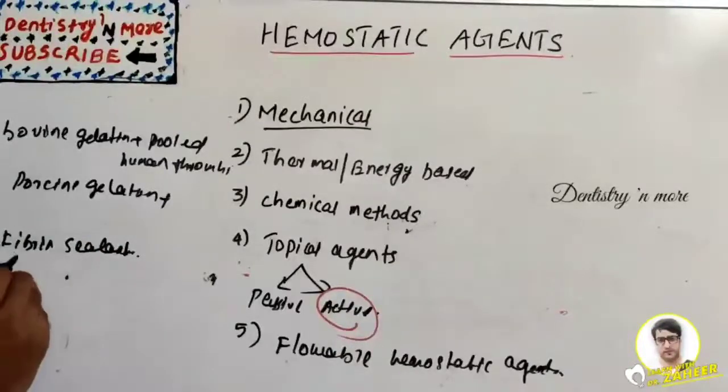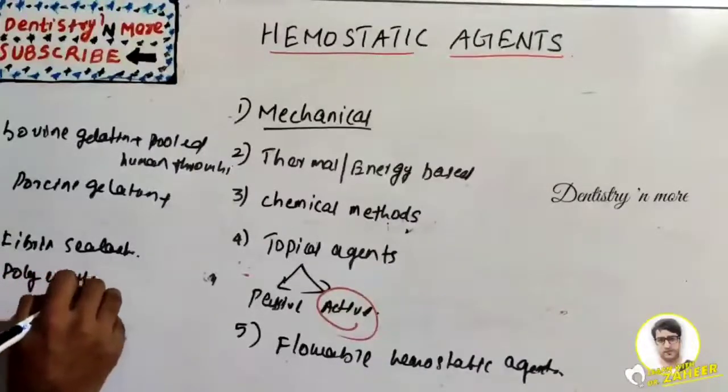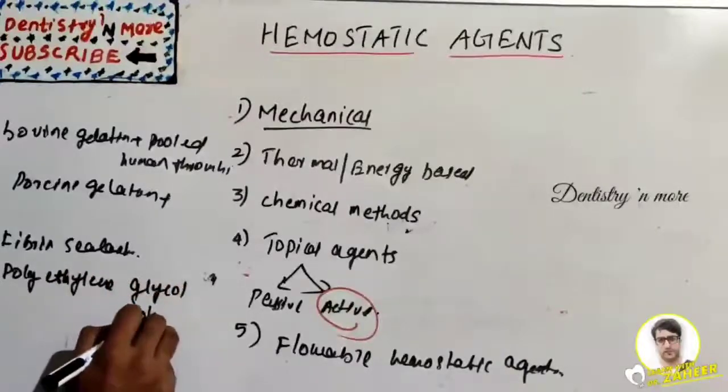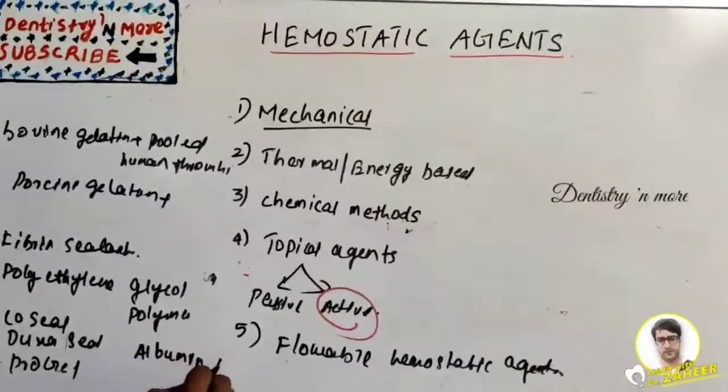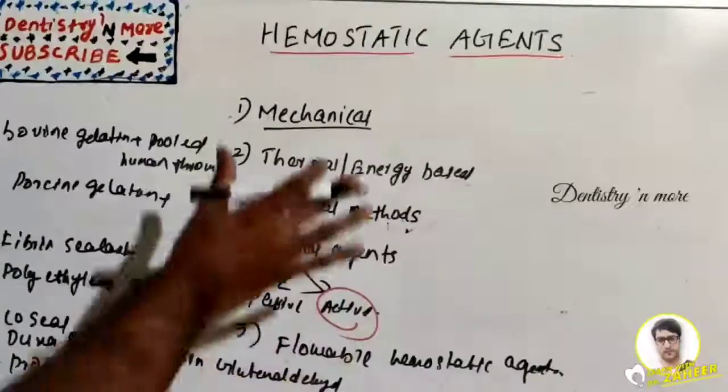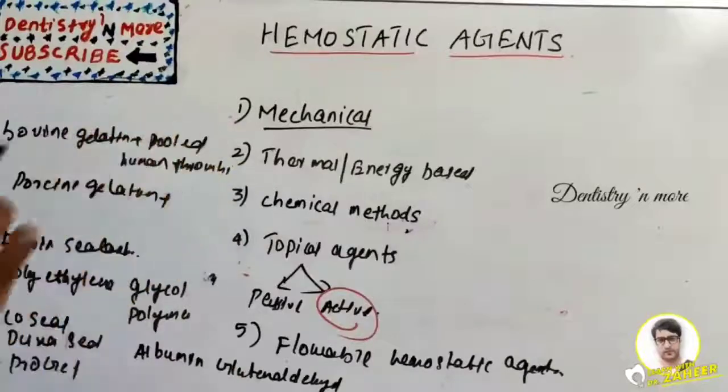Then we have polyethylene glycol polymers. They are CoSeal, DuraSeal, and ProGel. Okay, so these are the polyethylene glycol polymers, and also we have albumin glutaraldehyde. These all come under flowable hemostatic agents. So basically we have mechanical, thermal, chemical, and topical, which is again passive and active, and the last one flowable. I hope you understood this topic of hemostatic agents, which is a very frequently asked question in university papers.